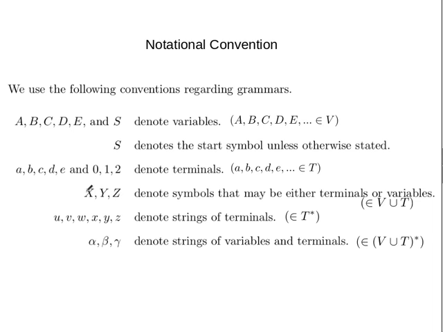Sometimes we use some symbol which can be either a variable or a terminal. For those we generally use capital X, Y, Z. So this capital X, Y, Z can be either a terminal or a variable, okay. It can be anything. And finally alpha, beta, gamma, these Greek lowercase letters, mean strings which involve both terminals and non-terminals, okay.